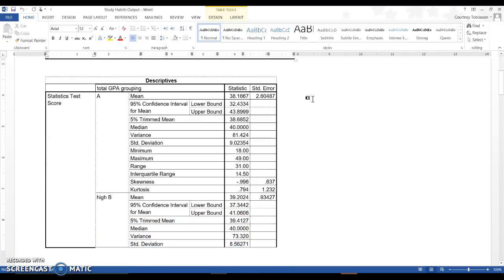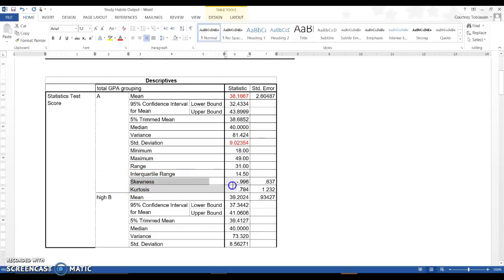Scrolling down, we are now looking at the test score broken down by each group, which is helping us with our normality assumption, because we need each variable to be normally distributed by group. So for our A students, we have our mean, we have their standard deviation. We can get these in other tables as well.